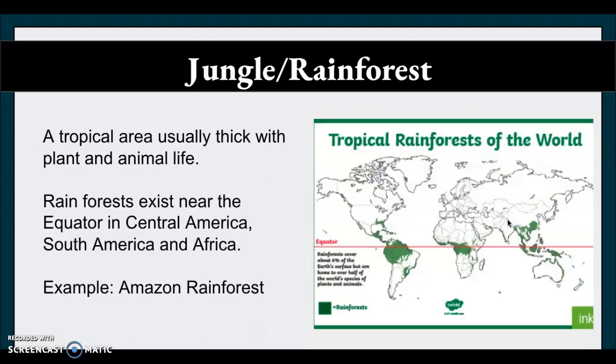Awesome. So jungles and rainforests. This is a tropical area, usually thick with plant and animal life. Rainforests exist near the equator in Central America, South America, Africa, and even over here in the Philippine and Indonesian islands. An example that we will be looking at soon is the Amazon rainforest here in South America.